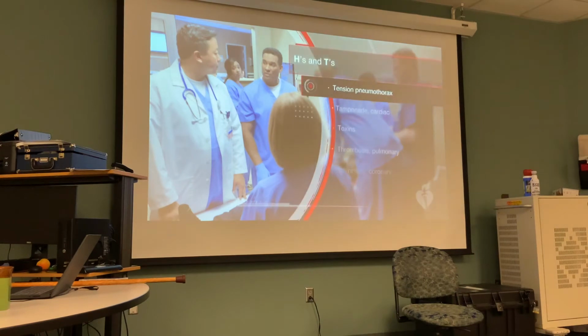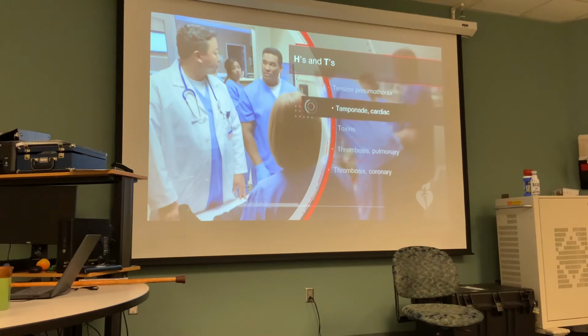Tension pneumothorax results from an abnormal accumulation of air in the pleural space. Cardiac tamponade is a condition caused by an accumulation of fluid between the heart and the pericardium. Toxins may be best uncovered by a focused history. A pulmonary thrombosis or pulmonary embolism is a blood clot from a large vein that breaks off and travels to the pulmonary artery where it becomes lodged. A coronary thrombosis is a blood clot that forms within a blood vessel of the coronary system.